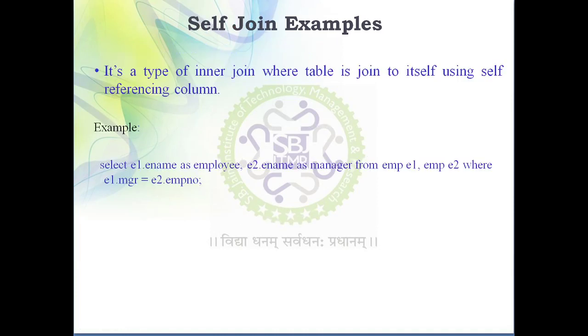Now the next type of join is a self join. What do you mean by self join? It is a process of joining one table to itself. Self join is a type of inner join where a table is joined to itself using a self referencing column. Okay, there are some conditions. I will tell you a particular problem statement where you need to join a particular table to itself by using a self referencing column.